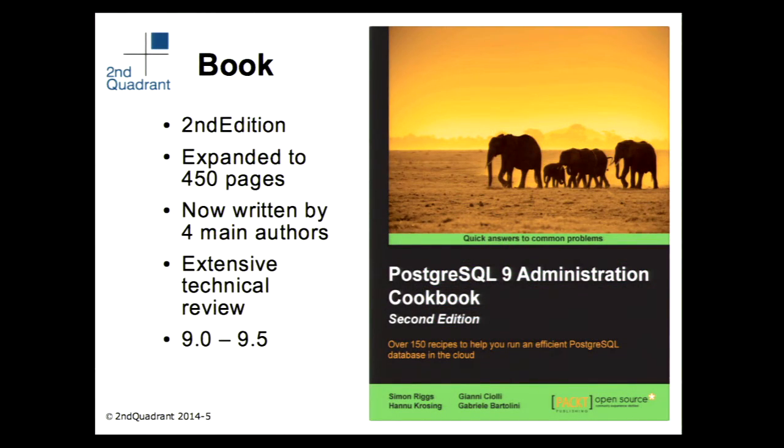We've recently updated the admin cookbook, which is a sort of extension of the manual. It presents information in a slightly different form. The original cookbook was about 250 pages. We've expanded that to more than 450 on the second edition. So it's actually really got a lot of extra material in it.